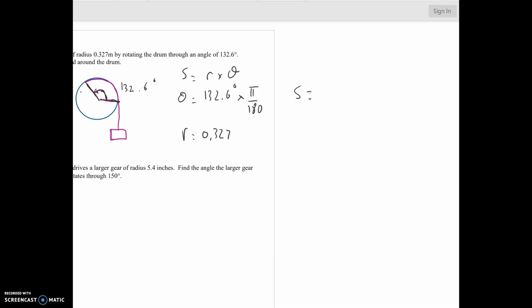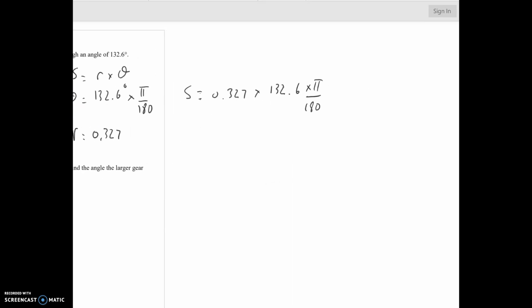0.3 S equals 0.327 multiplied by 132.6 multiplied by pi divided by 180. I'm going to find a value equal to 0.757 meter, with 3 significant digits, because of the 3 significant digits that I have for the value of R.